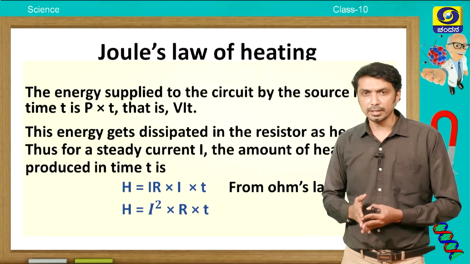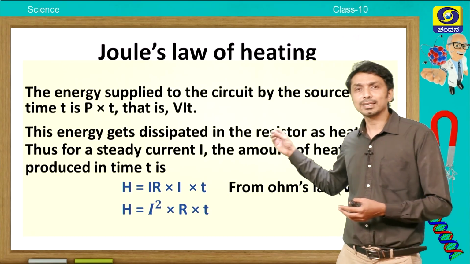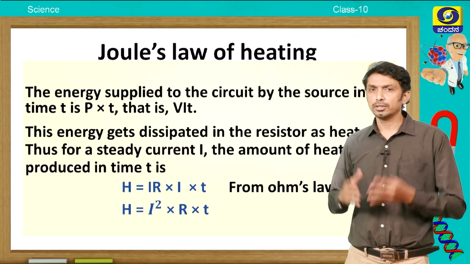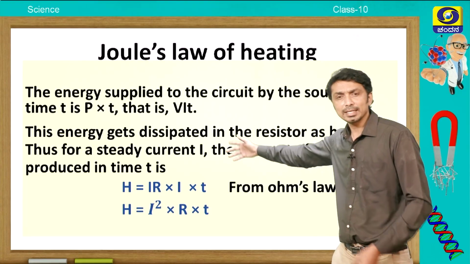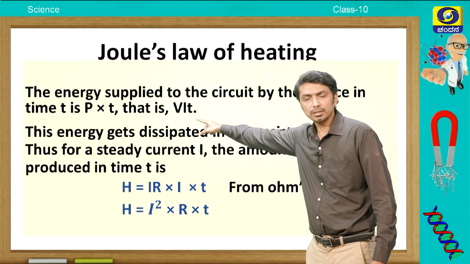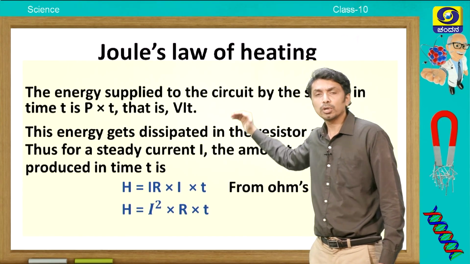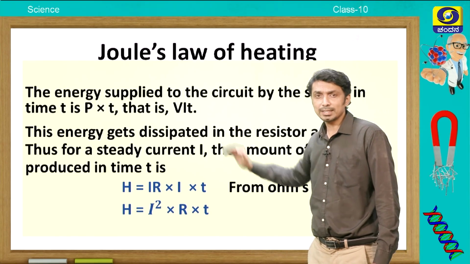As I said earlier, when you are considering a circuit with resistors, whatever electrical energy is supplied to the circuit, what will happen to it? Yes, you have the right answer, I think. When the electrical energy is flowing through the resistors, more collisions result in more heat. That means, if you supply more electrical energy, that is V into I into T, more heat is produced, as it is a circuit with resistances.